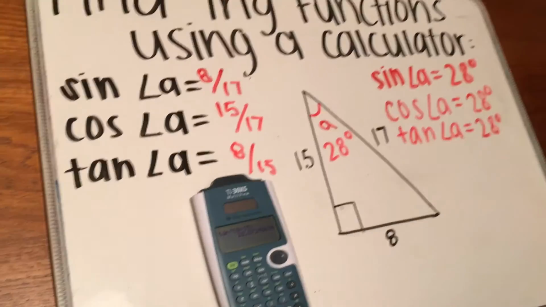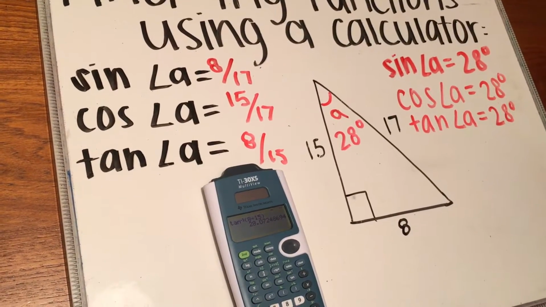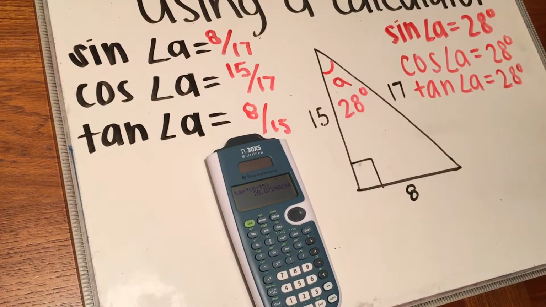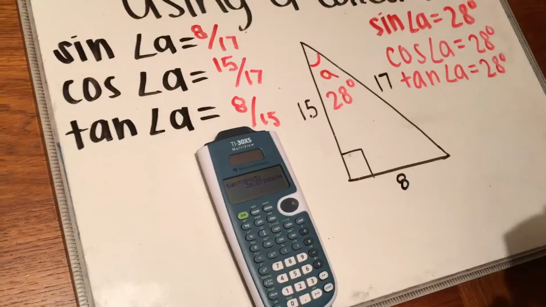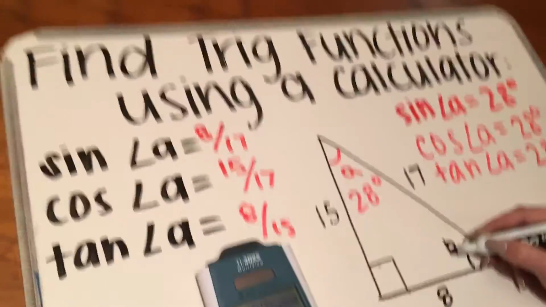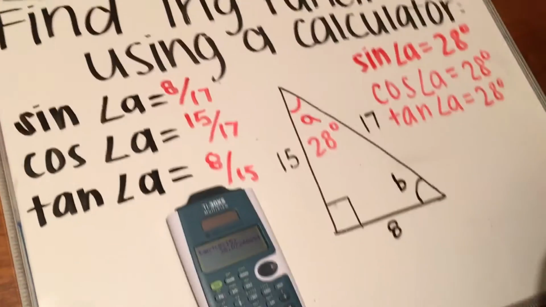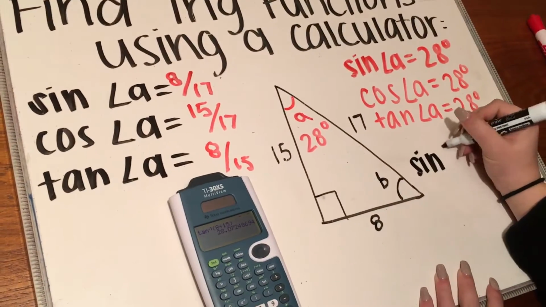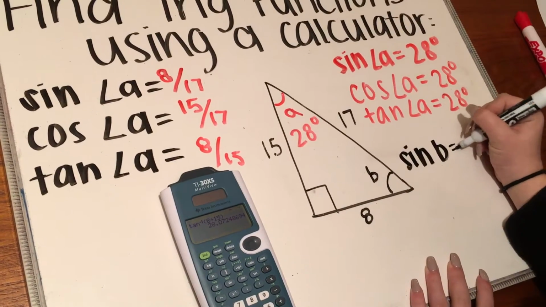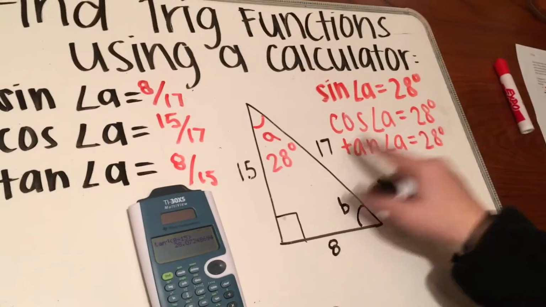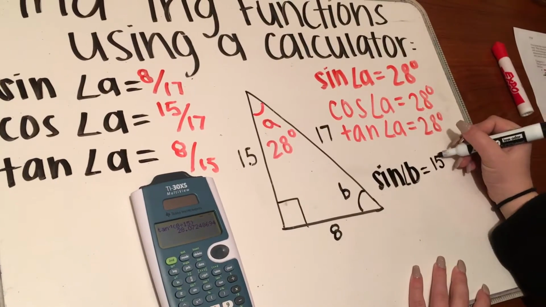So then, what would our other angle be? Now, just quickly, this doesn't go along with the trig functions, but we're going to do it. So now, sine of angle B would be opposite over hypotenuse, 15 over 17. All right.